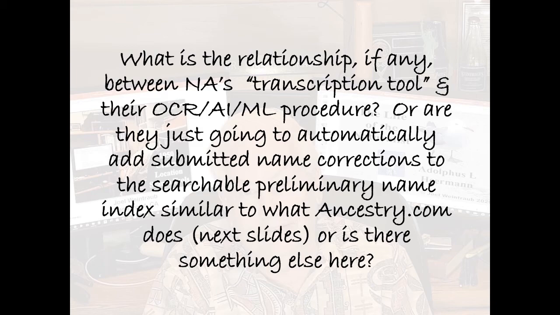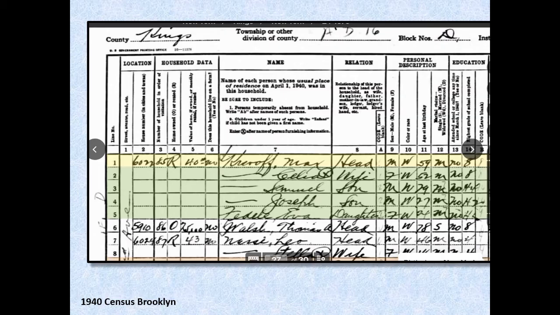So let's look at one company, Ancestry. I think this is from Ancestry. We're going to look at this 1940 sheet from Brooklyn. We have Max, Celia. Celia has an X next to her name. She gave the information. Samuel, Joseph, etc. And the question is, what's Max's last name?